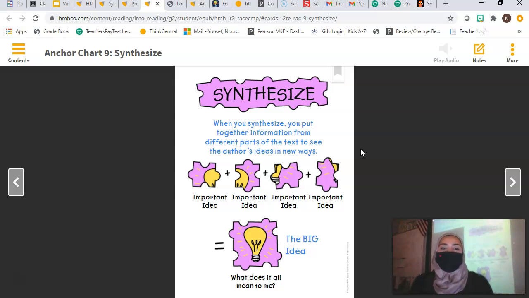All right. When you synthesize, you put together information from different parts of the story or text to see authors' ideas in new ways. So we have important ideas, puzzle pieces. You put it together and then you get the big idea. So what does it all mean to me? So to synthesize is when you put together information to get the big idea.